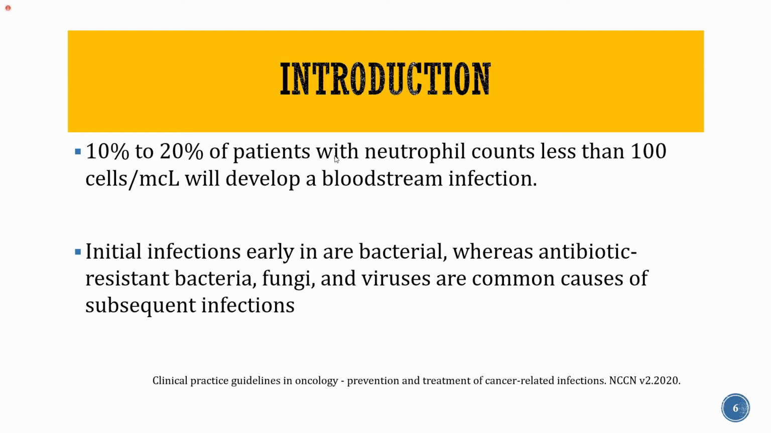They are super immunocompromised patients, and later on in the course of the febrile neutropenia, they can go on and develop mold infection, yeast infection, fungal infection, and viral infection as well.